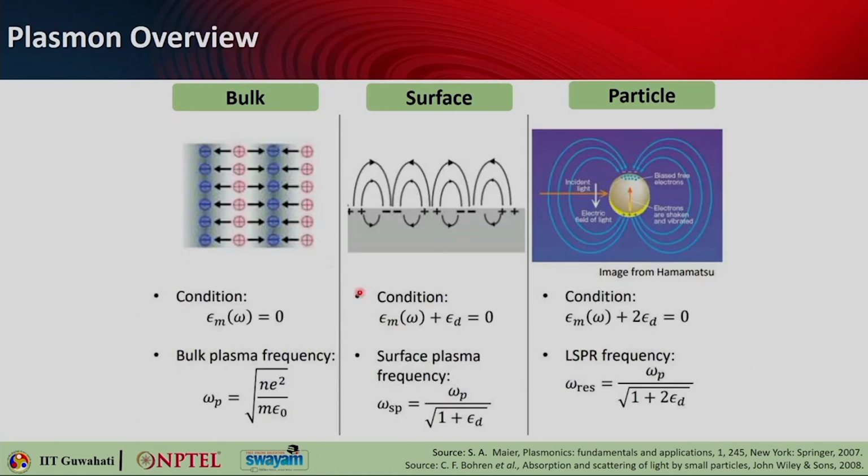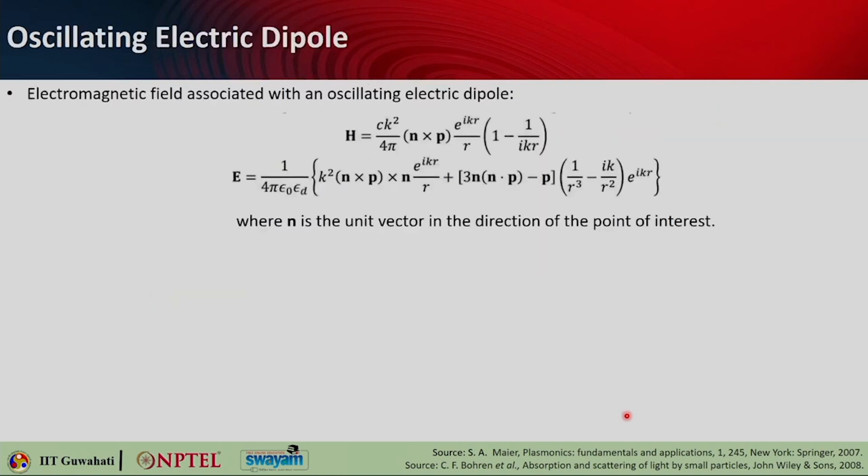Okay. So, now coming back to this slide to fill this vacant spot. The condition we have now derived is that epsilon m omega should be equal to minus 2 epsilon d for resonance, or you can say epsilon m omega plus 2 epsilon d equals 0, and the LSPR frequency is nothing but omega p over square root of 1 plus 2 epsilon d. Okay. So, this is how the resonance frequencies have shifted from bulk to surface to particle plasmons.